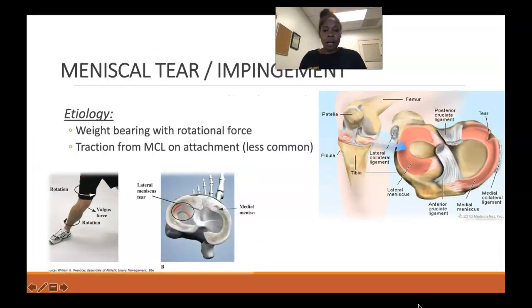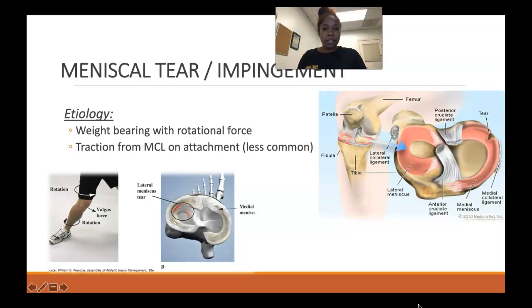Okay, we're progressing into meniscal tears. Meniscal tears or impingement of the meniscus are a common pathology that you're going to see in the clinical setting. Most often you see this in your soccer and basketball athletes, and certainly you could see it in football, not as common as an ACL rupture, but certainly could.